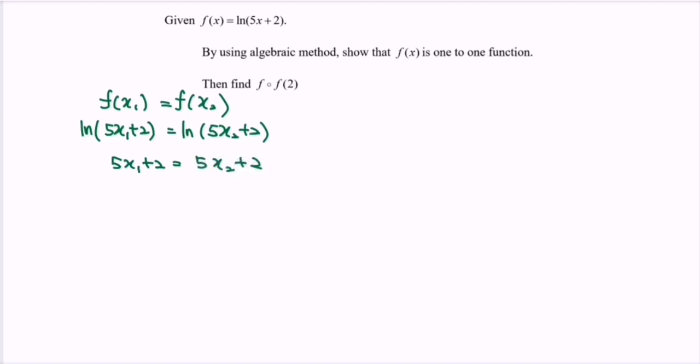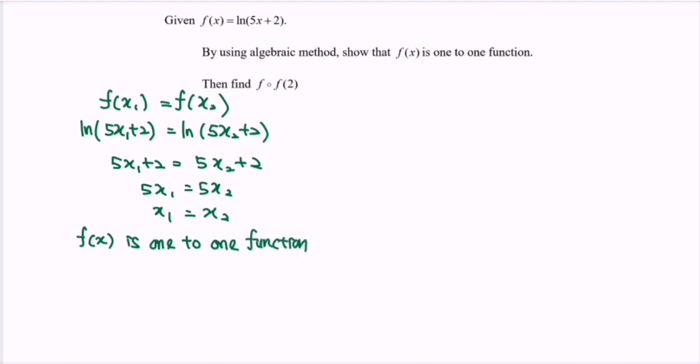We rearrange the 2. So we have 5x₁ equals 5x₂. Divide both sides by 5. So we have x₁ equals x₂. Since x₁ equals x₂, this implies that function f(x) is a one-to-one function, and the f inverse exists for this situation.